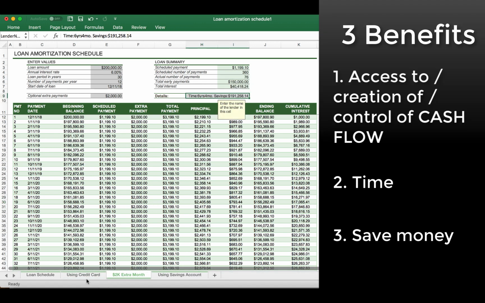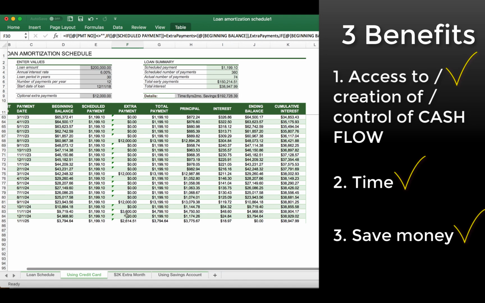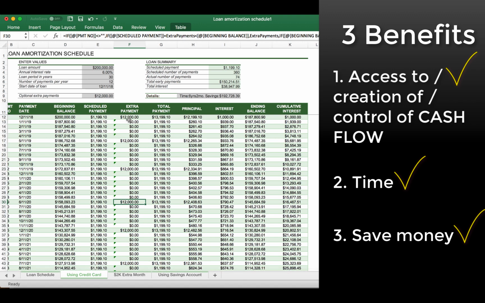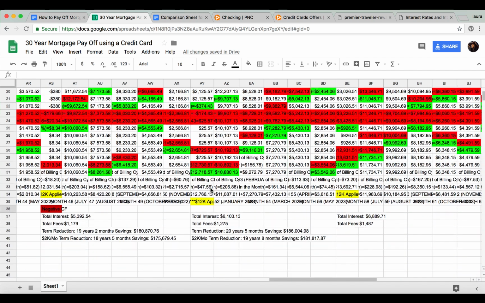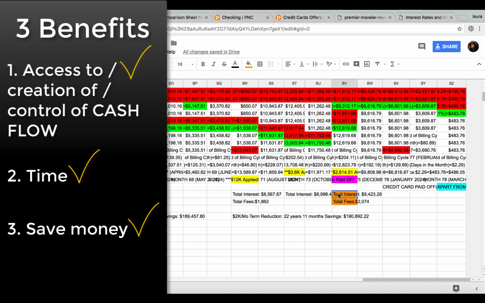And the savings, so it seems that we hit every single one of the benefits using a credit card. We saved on time, we saved on savings, and we created cash flow as a result of paying off this mortgage faster, and we had access to cash flow. But did we really hit all of the benefits? Because if you remember, I pointed out that at the end of the 6 years and 2 months, we still had paid total interest for the credit card as well as the fees. So we're actually not hitting benefit number 3, which is savings, because it's costing us money, and we're actually losing money by using this credit card until the mortgage is paid off.